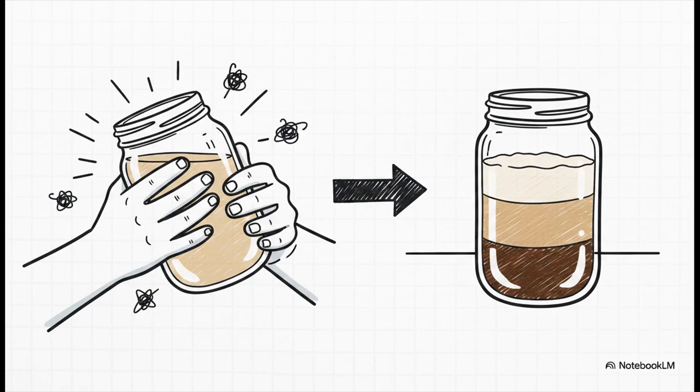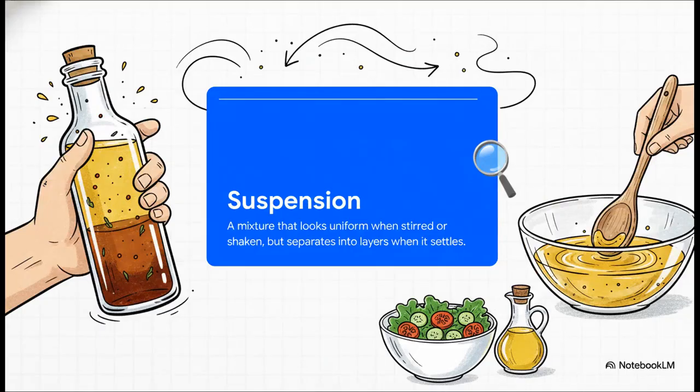This is the one that only works if you give it a little encouragement. You know, with some shaking. And that brings us to the suspension. This is it. This is the answer to our salad dressing mystery. A suspension is a mixture that looks uniform only when you shake it or stir it. The second you leave it alone, the parts start to separate all over again. Your salad dressing is the poster child for a kitchen suspension.